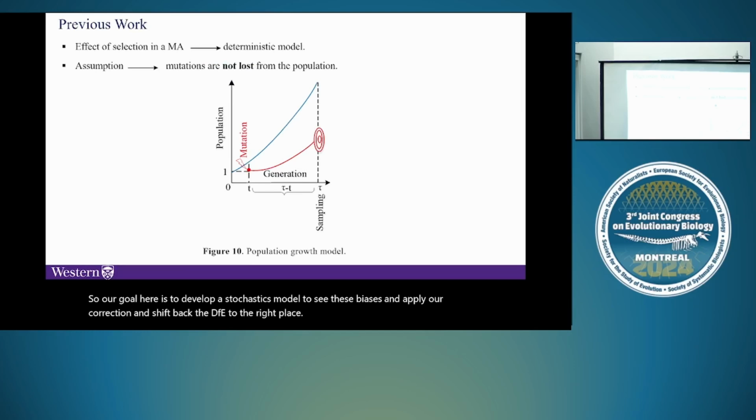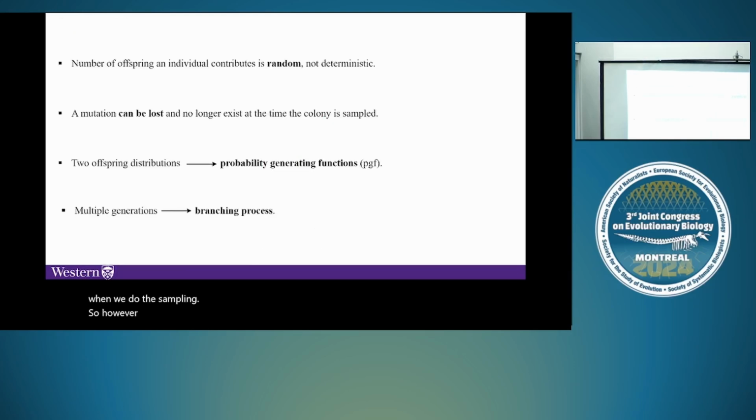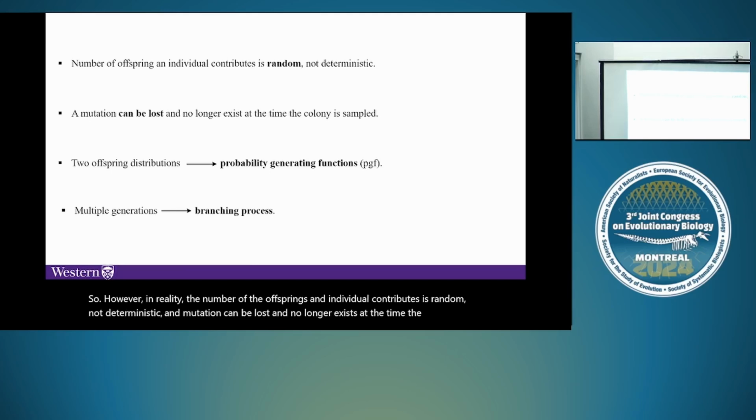So in the previous work, the effect of the selection in MA is estimated by a deterministic model with the assumption that the mutations are not lost when we are doing the sampling. So mutation happens at time t and grows exponentially and it's not lost when we do the sampling. However, in reality, the number of offspring an individual contributes is random, not deterministic, and mutation can be lost and no longer exists at the time the colony is sampled. So in order to fill this gap, we use two offspring distributions, Poisson and fission, by using the probability generating function. And when there are multiple generations, we use the branching process.